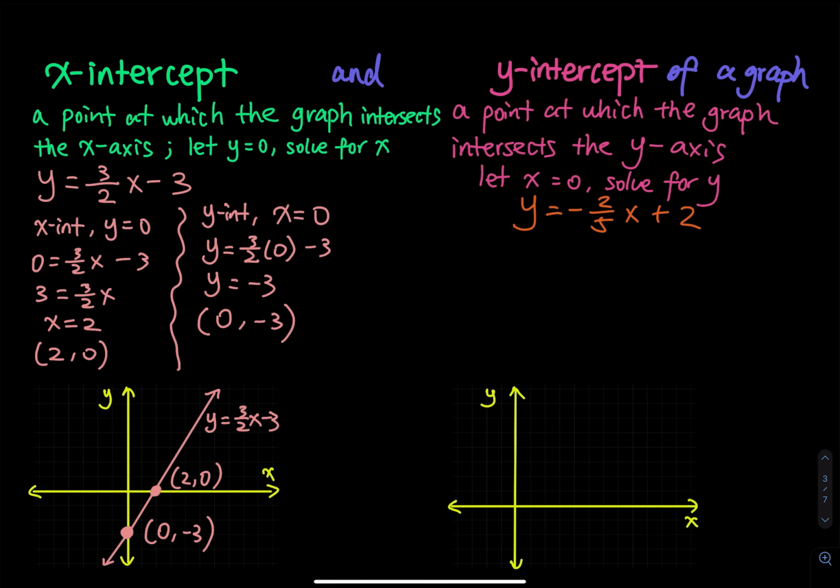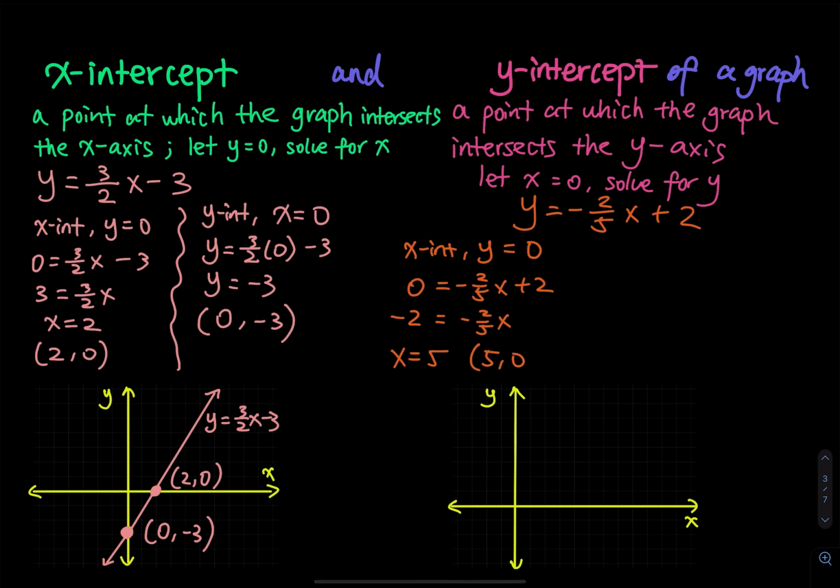All right, so let's do the other one. We have to find the x-intercept first. For the x-intercept, you let y equal 0 and then solve for x. 0 equals negative 2 over 5x plus 2. Subtract 2 on both sides, you have negative 2 over 5x. So x must equal 5, right? So when x equals 5, we have y equals 0. And then the x-intercept is 5 comma 0.